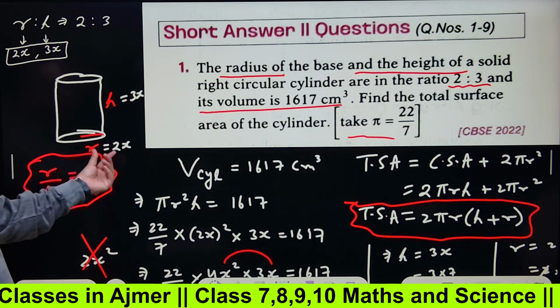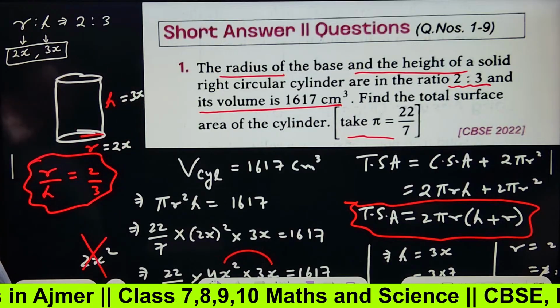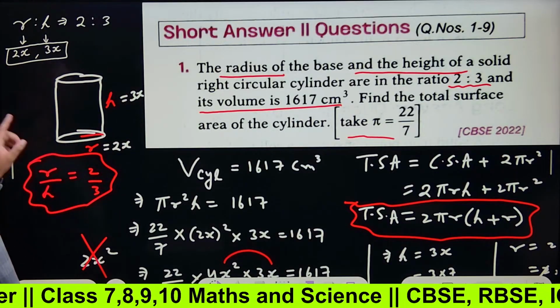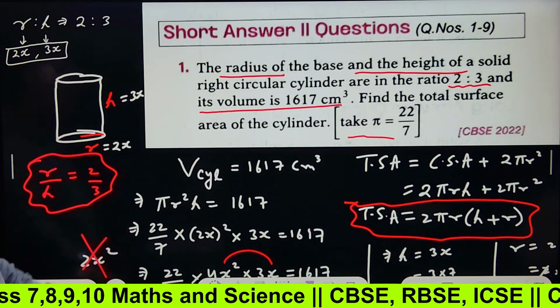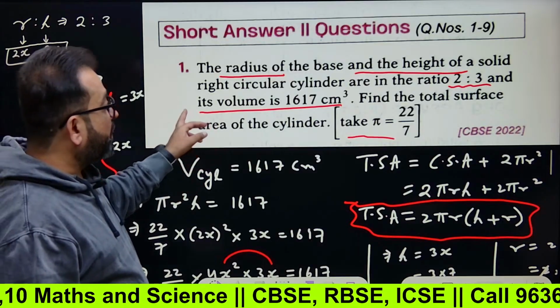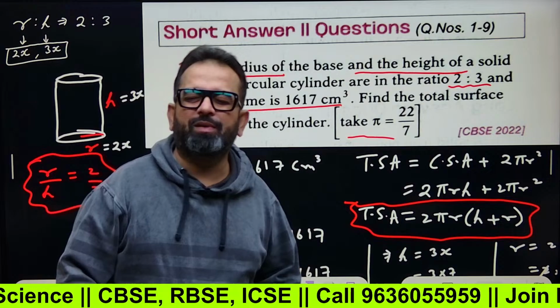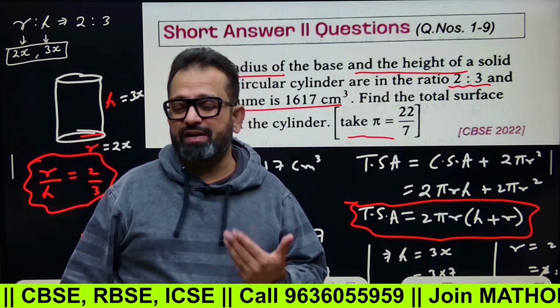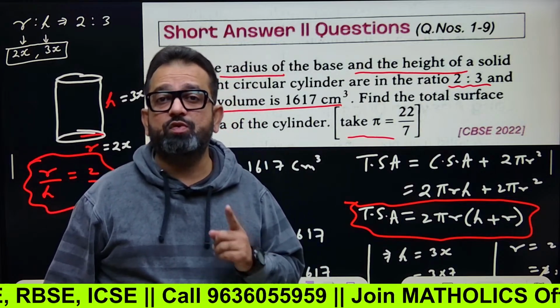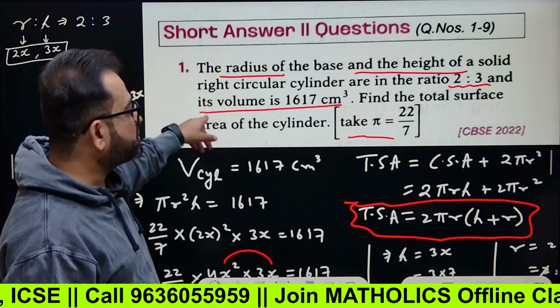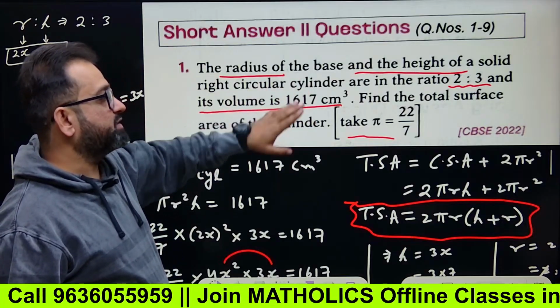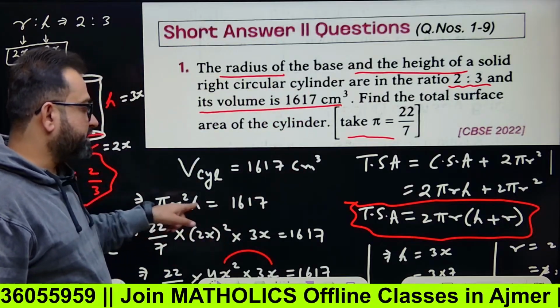So let radius equal 2x, so h will be 3x. Simply, r upon h is 2 by 3. You can use either of the values. Now, volume is 1617. What is the volume of a right circular cylinder? Formula: pi r square h. So pi r square h equals 1617.